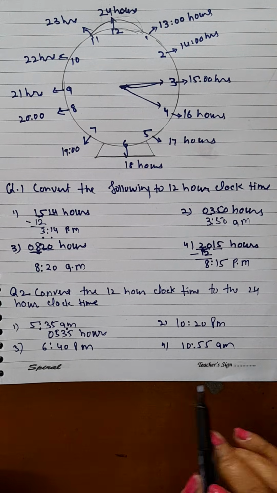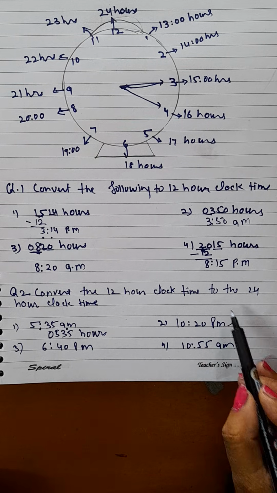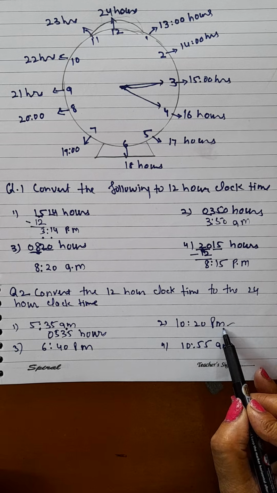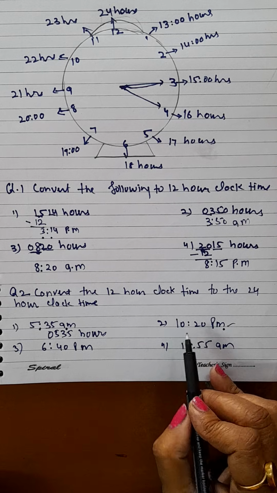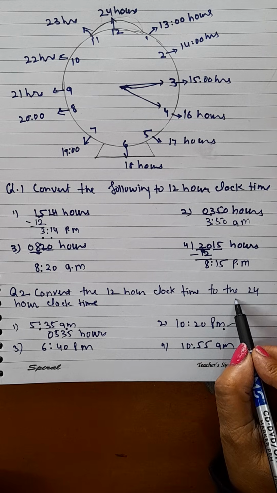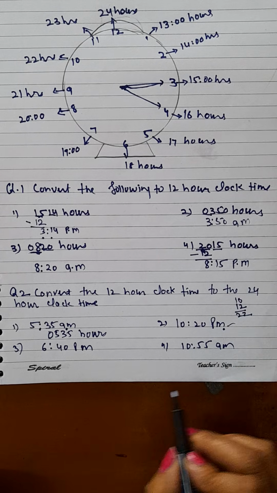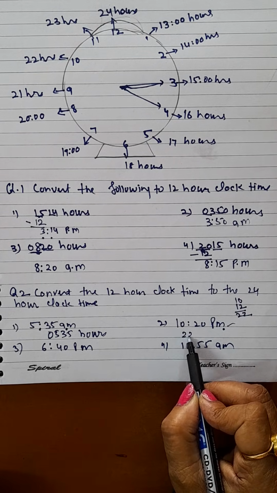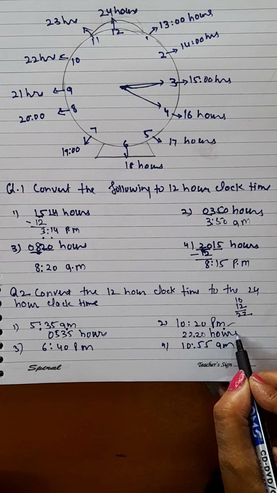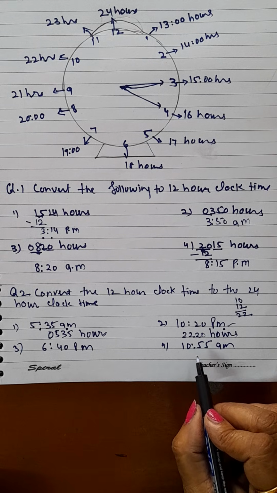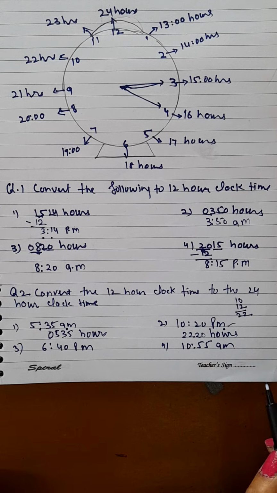Next part of the question is 10:20 PM. Time given in PM means this is the time after midday. It means we have to add 12 to 10. 10 plus 12 is equal to 22. So the time is 22 hours and 20 minutes. How do we represent it in 24 hours? 22:20 hours. It means 22 hours and 20 minutes.